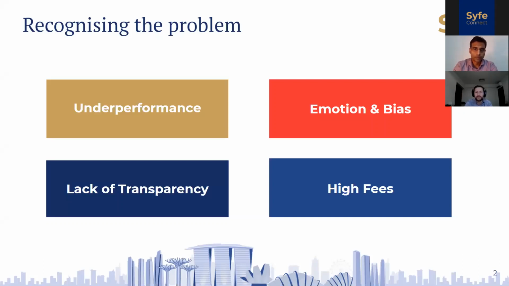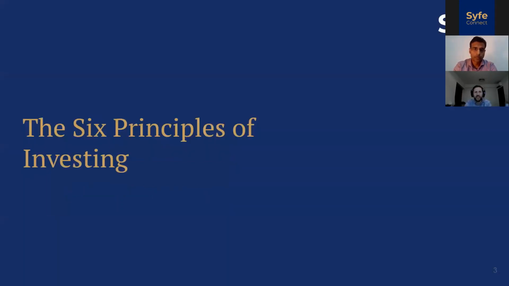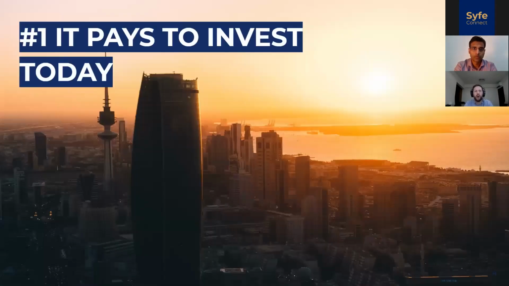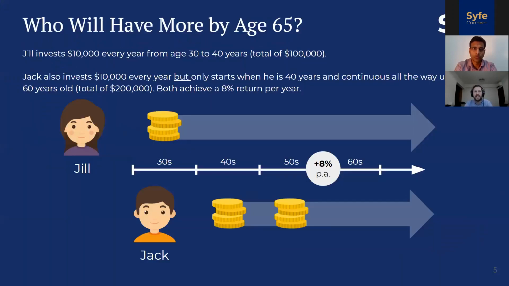Okay, so let's get into the 6 principles of investing itself. So principle number one is that it often pays to invest today. So what do we mean by that? Let's consider an example. Let's consider this example with Jack and Jill, two investors. And we pose the question, who will have more money by age 65?